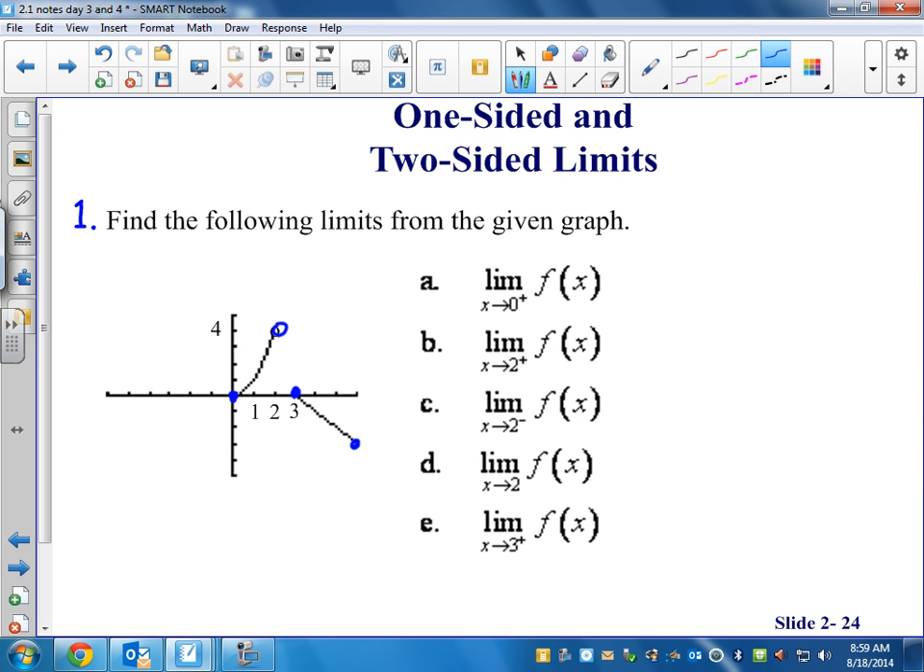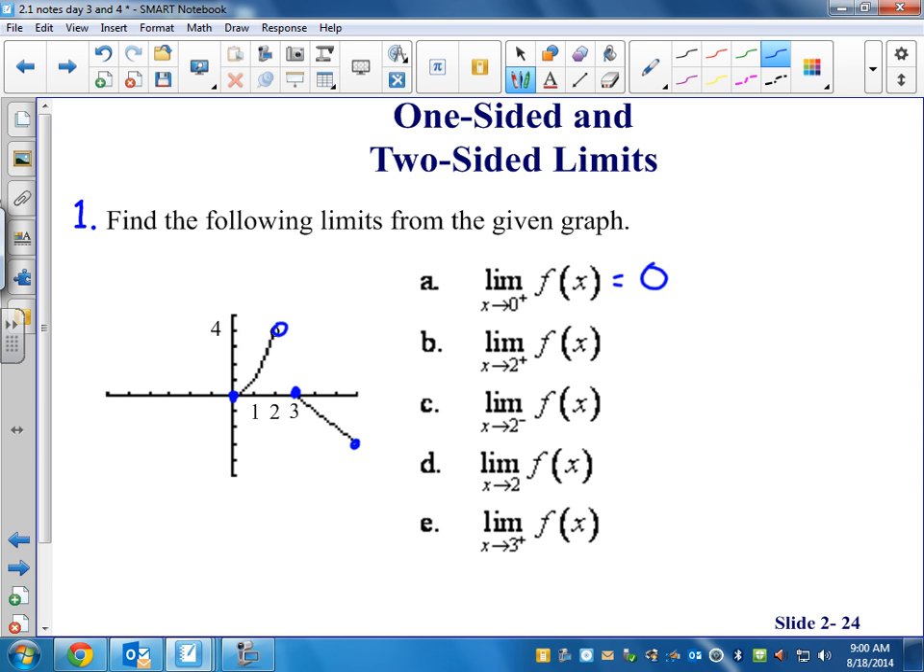If we look at A, find the limit as x approaches 0 coming from the right. That means I don't care what's happening coming from the left. I only want to know, as x gets closer and closer to 0, coming in from the right-hand side, what is the y value approaching? As x approaches 0, if I picked 2, that would be 4, right? If I picked 1, it looks to me like that's at 1. If I'm getting closer and closer to 0, what is the y value? 0.